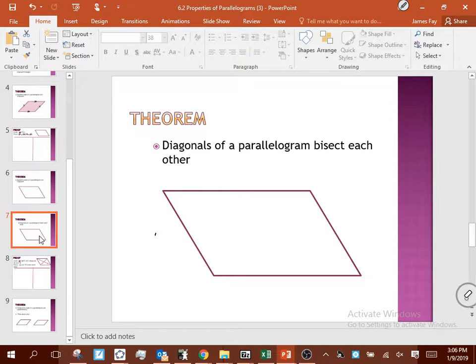When we do know features about the diagonals' total lengths, that is going to be a characteristic that allows us to differentiate a parallelogram and a rectangle. Okay.